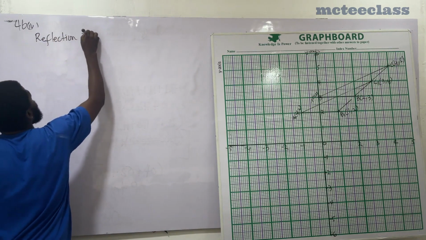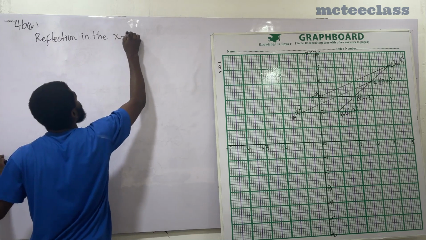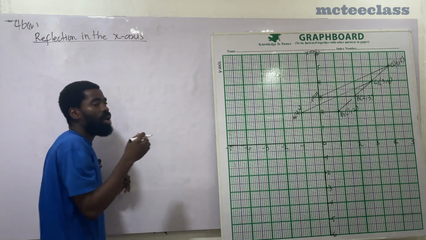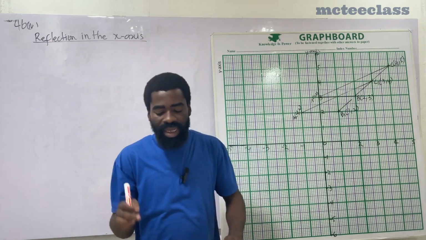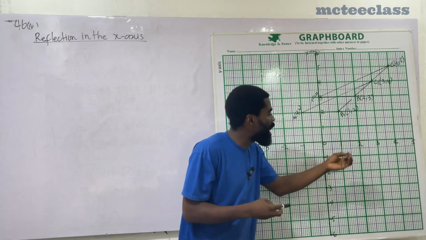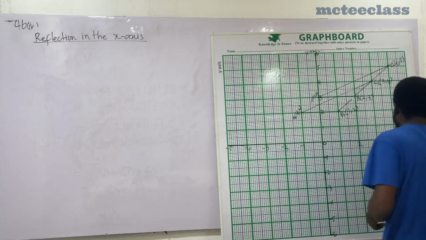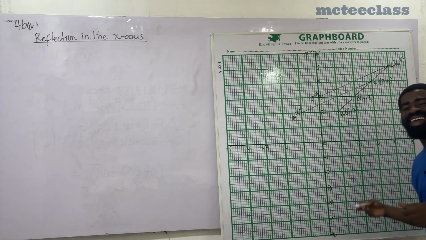So for this, we go with reflection in the x-axis. Anytime I do reflection in the x-axis, the y component is negated. You negate the y. Reflection in the x-axis means that we are using the x-axis as our mirror line. And once we are looking into the x-axis, our mirror line, then our image will be formed here. And once the image is formed, it is laterally inverted.